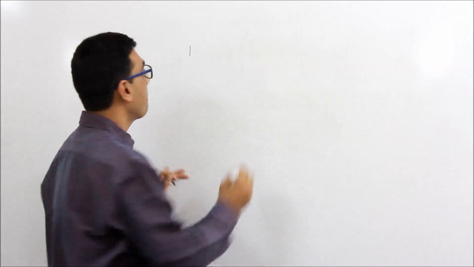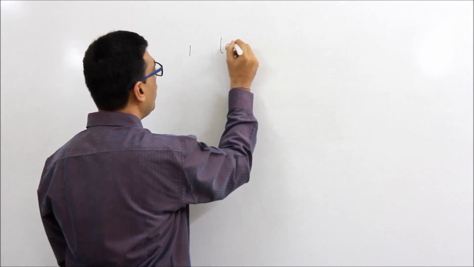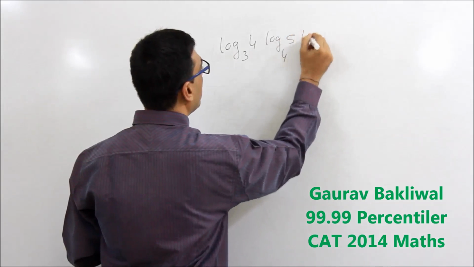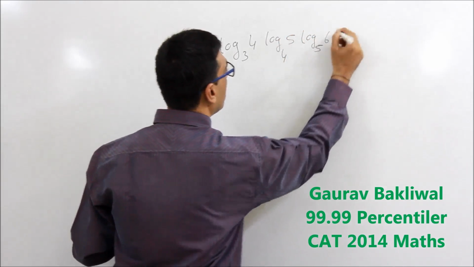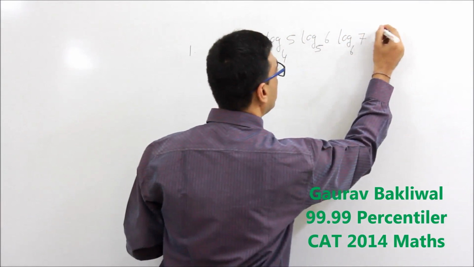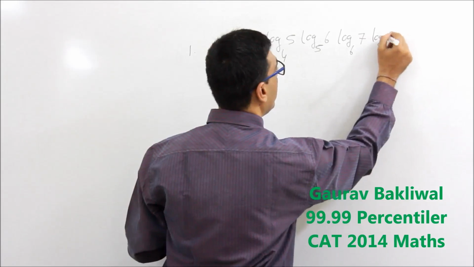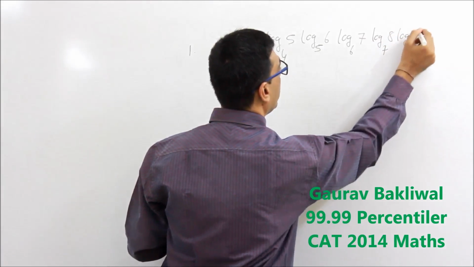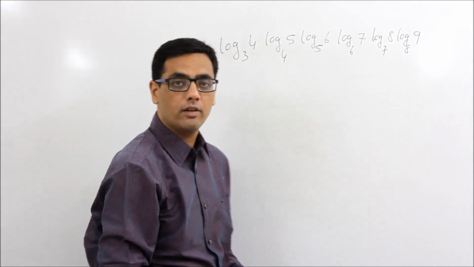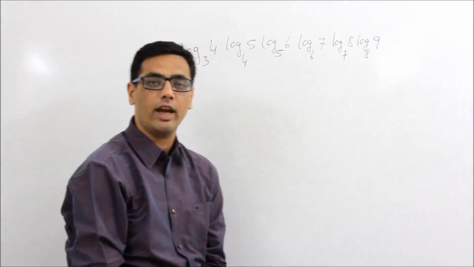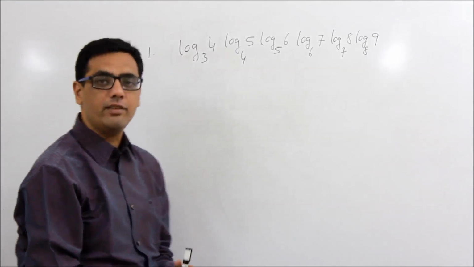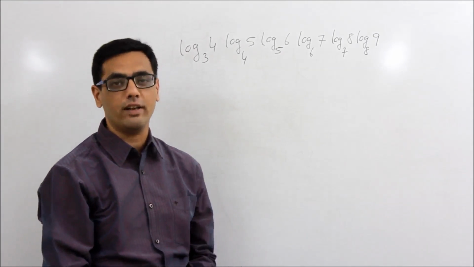Question 1. As I told you, one question was log 3 4, log 4 5, log 5 6, log 6 7, log 7 8 and log 8 9. The question was to find the value of this expression. This was the CAT question. Now it might look tough, but it is very simple. Apply rule number 5 which we learned.